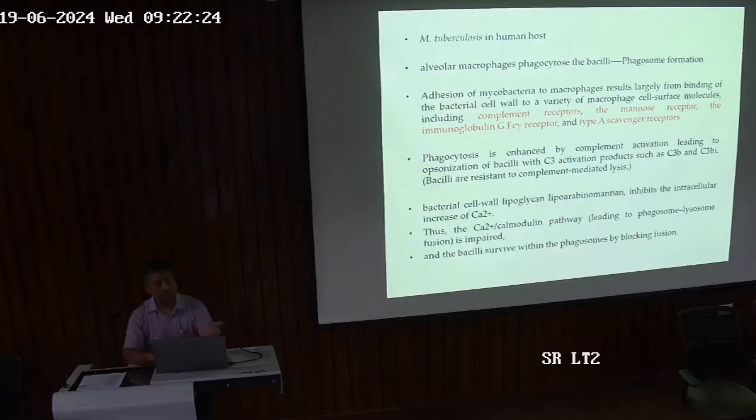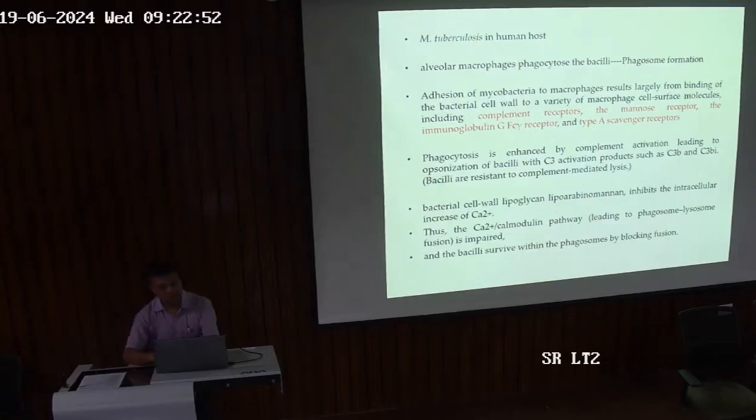So we can write it like this: Mycobacterium tuberculosis goes into the human host, alveolar macrophages phagocytize the bacilli, then there is a formation of phagosome. Adhesion of the mycobacteria to the macrophages results largely from binding of the bacterial cell wall to a variety of macrophage cell surface molecules, as we discussed, mannose receptor and C3.